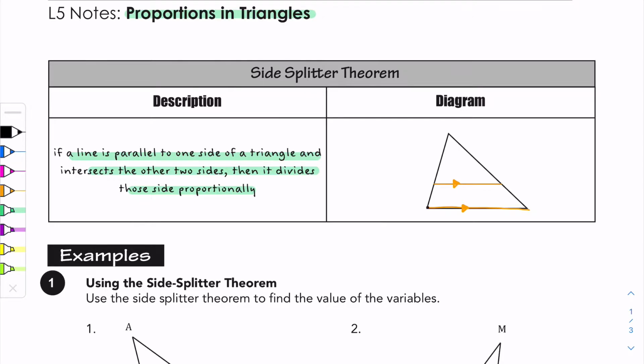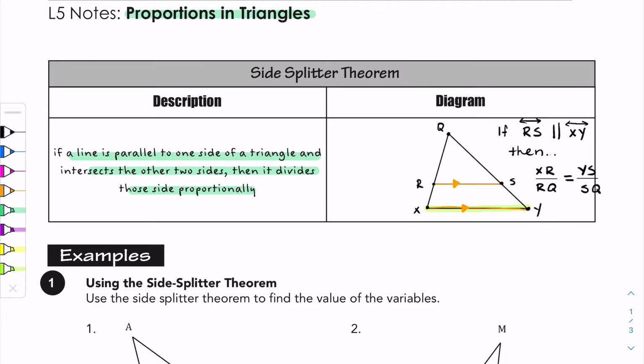I'm going to add some points in here. Let's say this is X. And if I write a statement, I'm going to say if RS, that would be this line here, is parallel to XY, that is this line here, then we have proportional sides, meaning segment XR and RQ is proportional to YS and SQ.